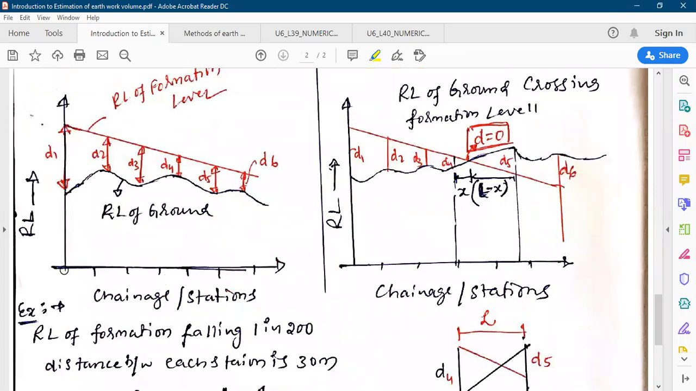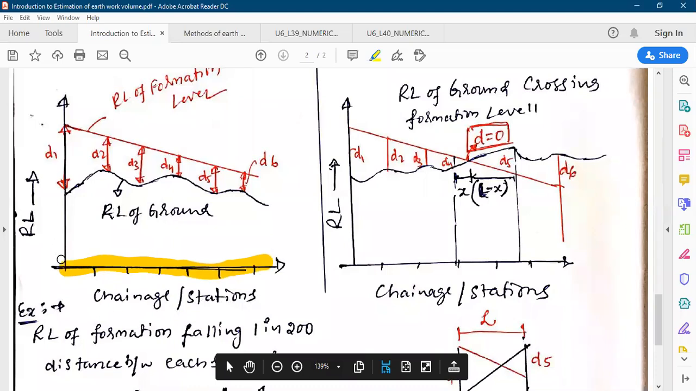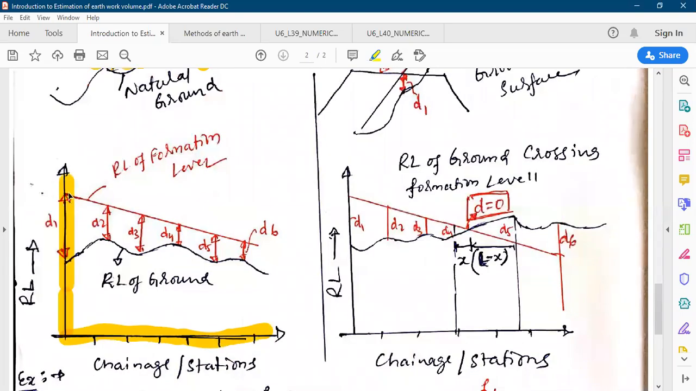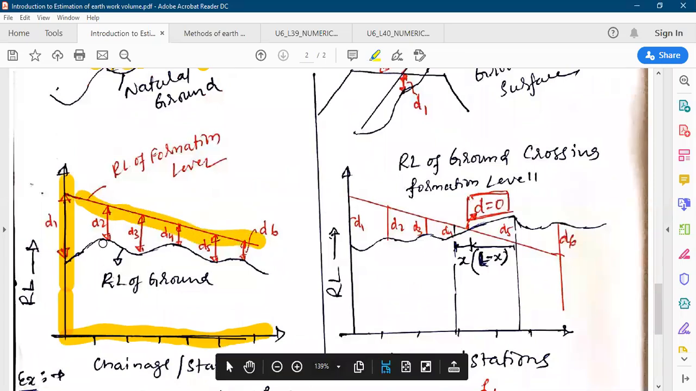Now we can draw the longitudinal section. Along this x-axis, I can draw the chainage or station points. Along the y-axis, I can draw the RL of formation or RL of the ground. Both I can draw on the y-axis, right? That is what I have marked here, right? This red line indicates the formation line, right? I can mark the RL of ground at different intervals, at first station, at second station, at third station, like this, right?